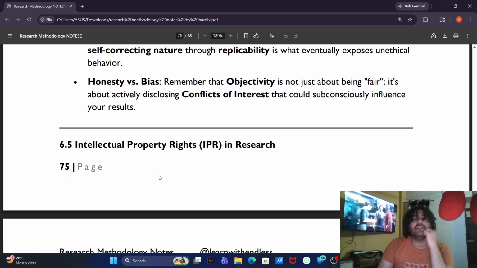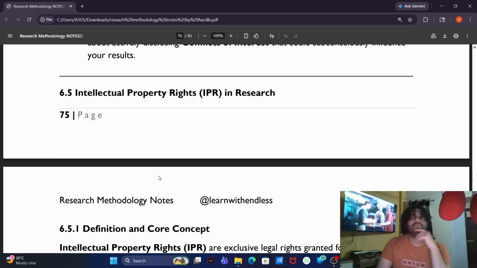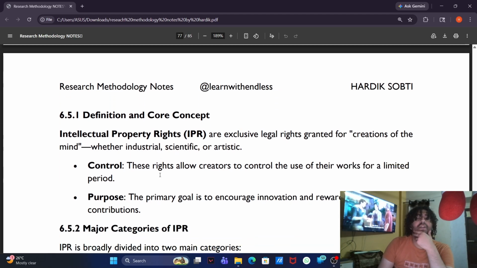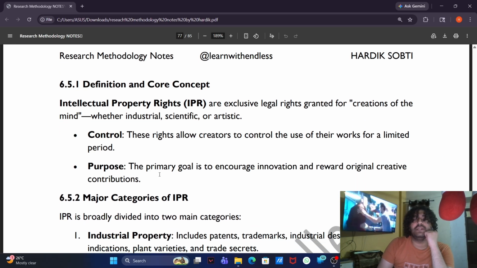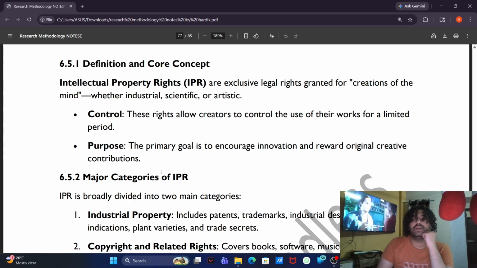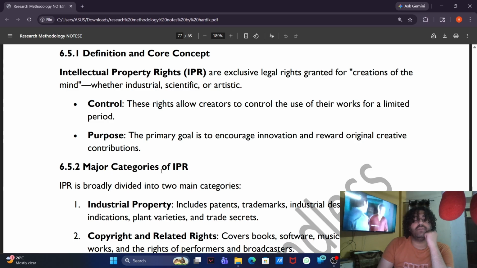Next topic, intellectual property rights, IPR, in research. Definition and core concept. Intellectual property rights are exclusive legal rights granted for creations of the mind, whether industrial, scientific, or artistic. These rights allow creators to control the use of their work for a limited period. The primary goal is to encourage innovation and reward original creative contributions.